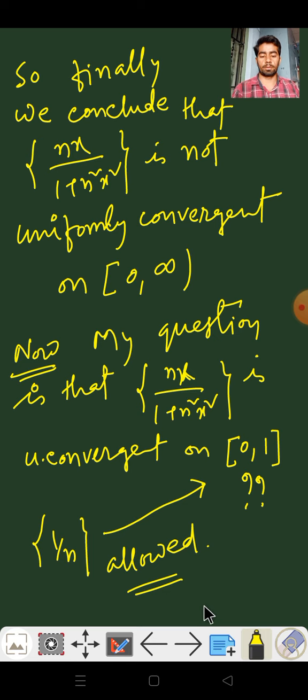Therefore we can conclude that if we take any interval including 0, then we will get this sequence 1 by n, which will restrict the supremum from going to 0. Therefore, including 0, we can't say that the sequence of function nx divided by 1 plus n square x square is uniformly convergent. So in this interval it is not UC.